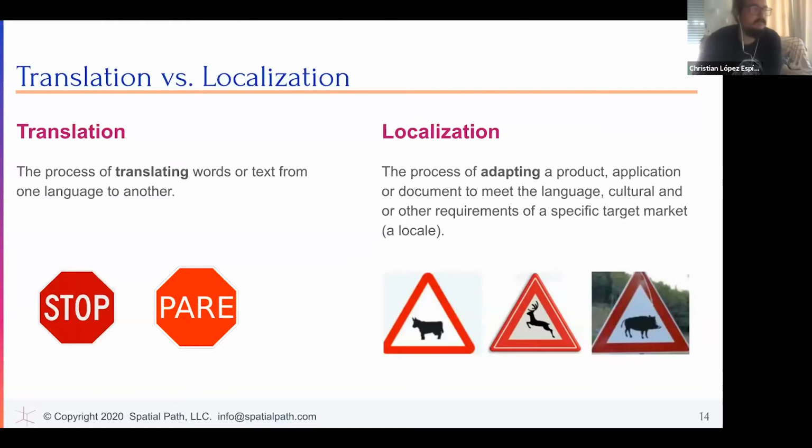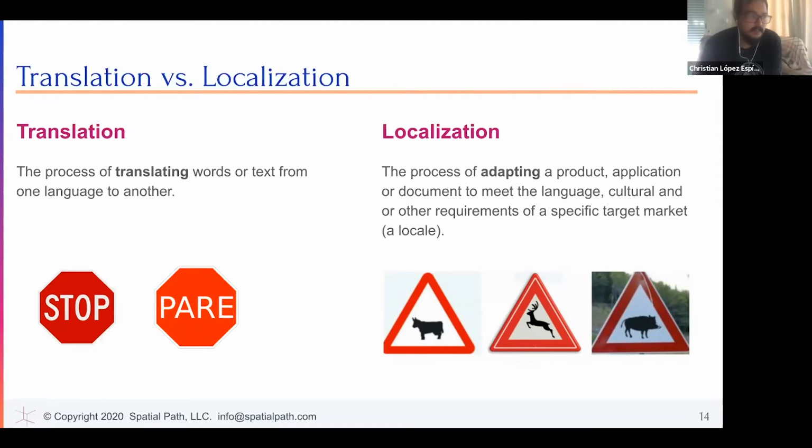So the first thing that we want to identify is if we want to translate our site or to localize our site. So these are two different concepts. Translation is the process of changing the language of some text, of some words from one language to another. But localization also involves adapting. So it's not only about changing the language, but it's also about meeting the cultural references or the specific target market of a given locale.